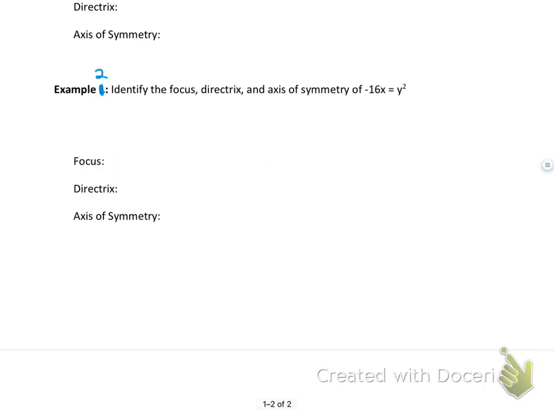So now we have this equation. Well, we have to solve it for a variable first, right? There's no variable by itself, and it's not going to be the quadratic one. So we need to divide by negative 16. So that becomes x equal to 1 over negative 16 y squared. So this is going to be a little bit different from what you just saw.